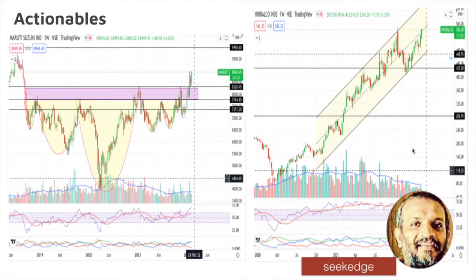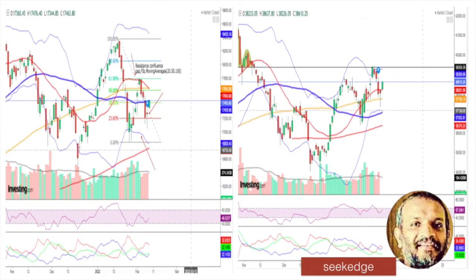Second one is Hindalco. Metals is roaringly bullish, and Hindalco is within a trend line channel. Volumes are decreasing a little bit, so I'm a little cautious, but momentum is super on the medium and the short term, and the trend is also bullish. So Hindalco and Maruti.